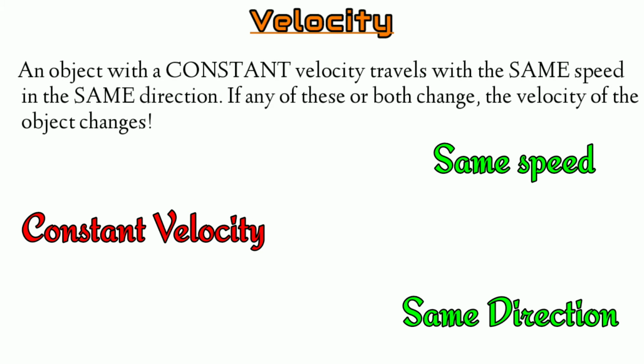An object with a constant velocity travels with the same speed in the same direction. If any of these or both change, the velocity of the object changes.